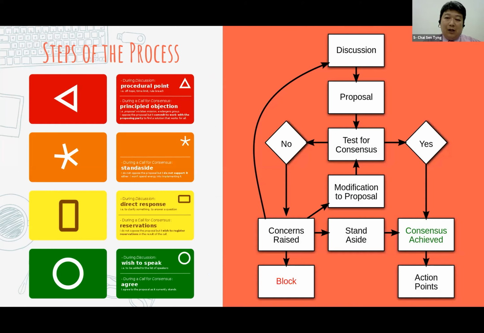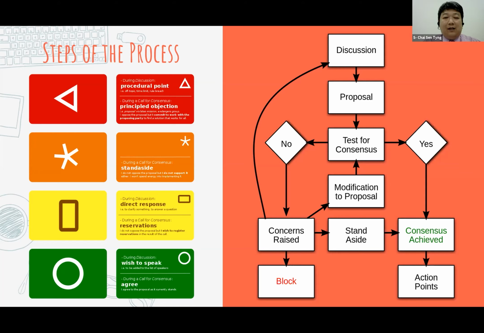The process is a five-step one where you go from discussion, to what are you proposing, to is there consensus? If there's none, we have to revise it or we block it, meaning that we will shelve it. And if there is an acceptable consensus for everyone, then we will just take action.